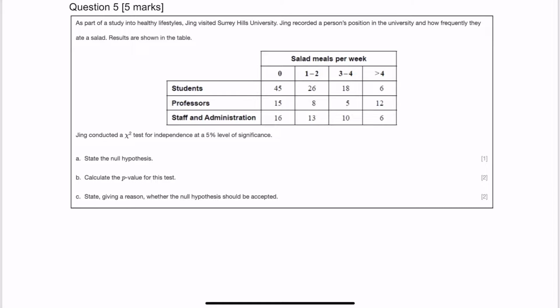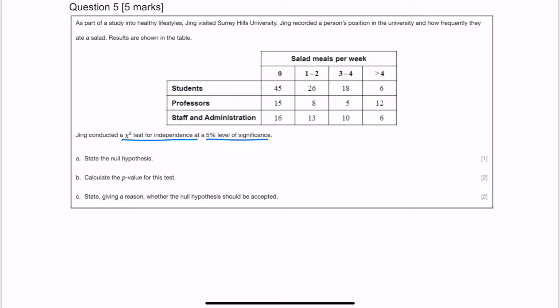Okay, so for this question, we're doing a chi-squared test of independence, or a two-way table, and it's at a 5% significance level. So the first part is to state the null hypothesis. And the main word here is making sure we use the word independent so they don't impact each other.